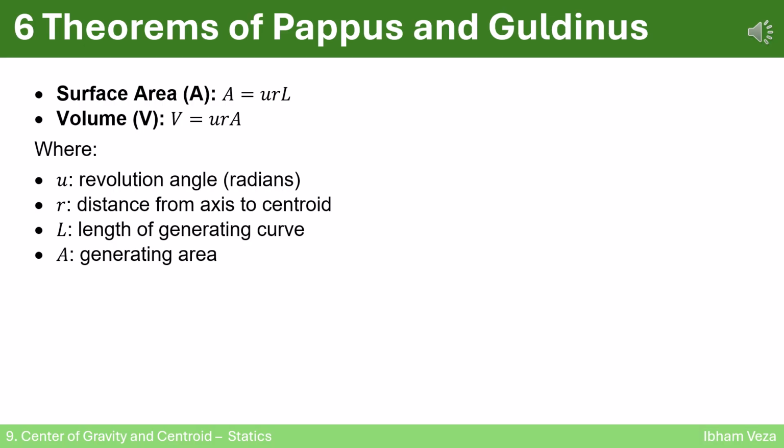The theorems of Pappus and Guldinus. The theorems of Pappus and Guldinus provide efficient methods for calculating surface areas and volumes of bodies generated by revolution. The first theorem determines the surface area produced when a curve rotates around an axis. The second theorem calculates the volume generated by rotating an area. These theorems significantly simplify calculations that would otherwise require more complicated integration.